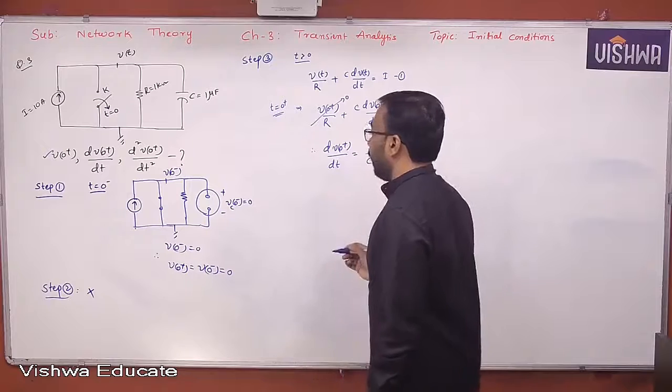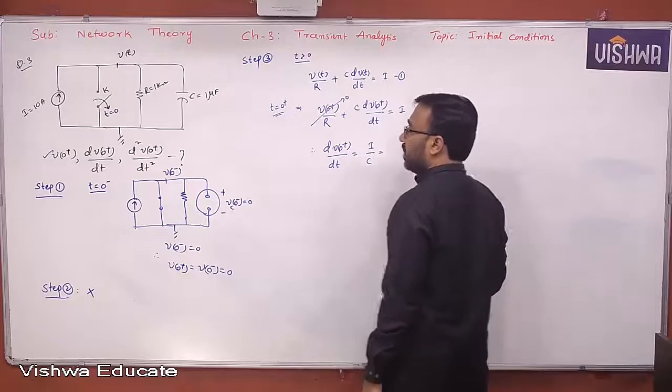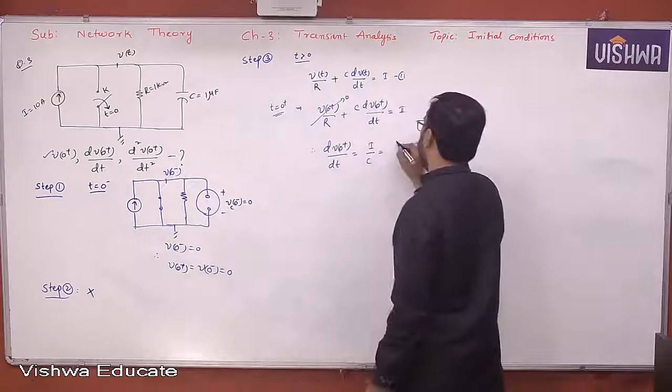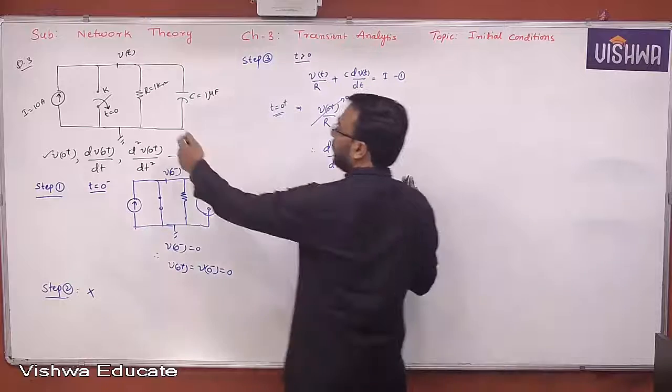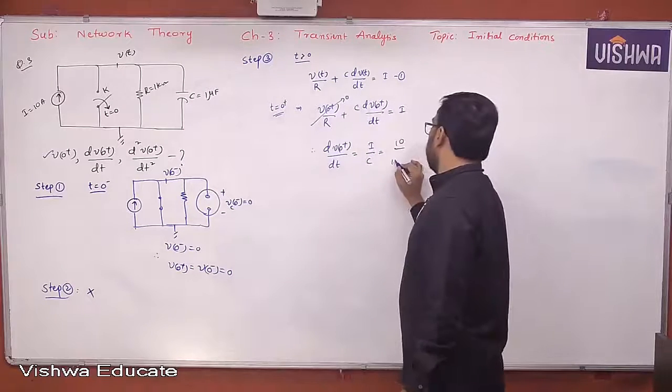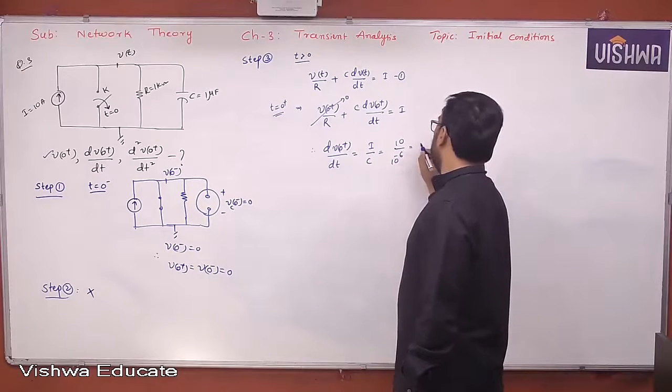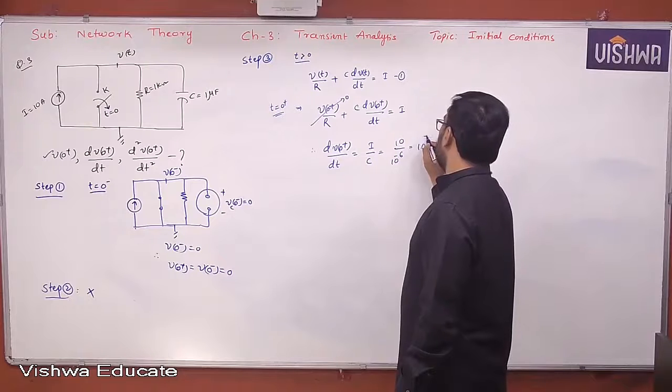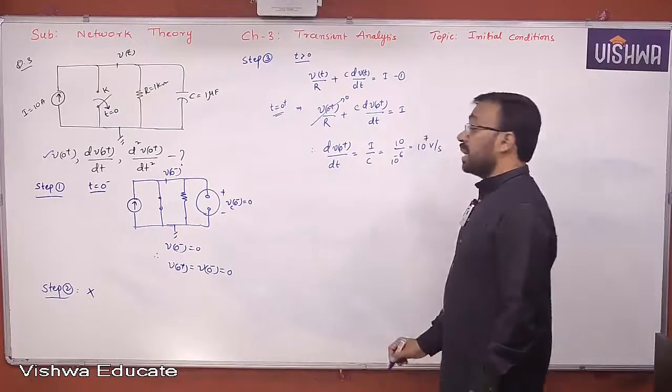What is I actually here? The value of I is 10. What is C here? 1 microfarad, 10 power minus 6. And finally you get 10 power plus 7 volts per second. Is it clear to all of you?